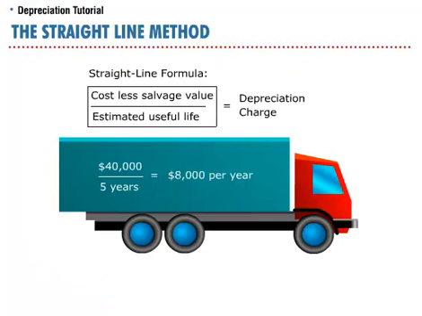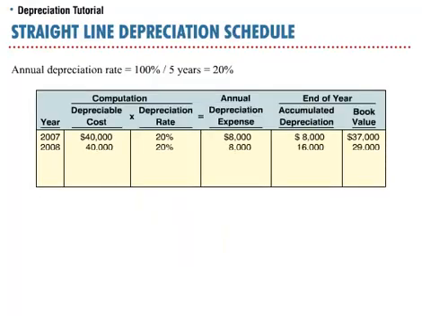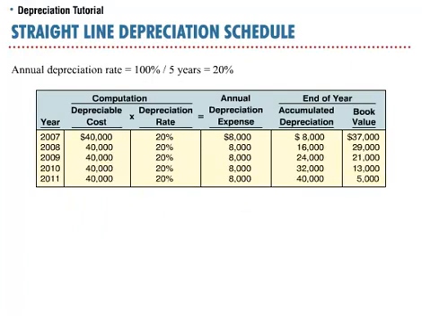Using the straight line method, the depreciation charge for the asset is computed as shown on the screen. The depreciation charge for each of the 5 years is $8,000. Alternatively, we can compute an annual rate at which the company depreciates the delivery truck. In this case, the rate is 20%, 100% divided by 5 years. When an annual rate is used under the straight line method, the company applies the percentage rate to the depreciable cost of the asset, as shown here.